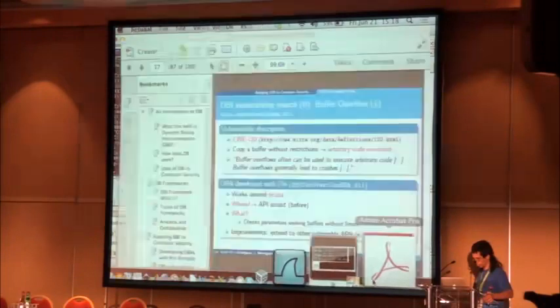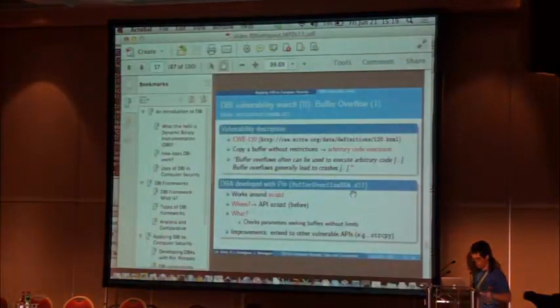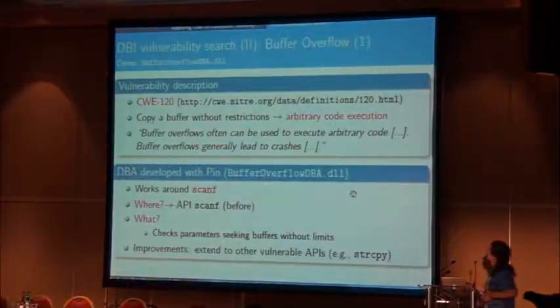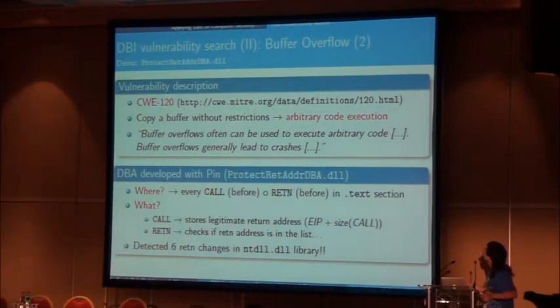So continuing with the vulnerabilities, we can improve this tool, and we can try to protect somehow the return address to avoid the buffer exploitation. So we are going now to do another tool, which is called Protect Return Address DBI.